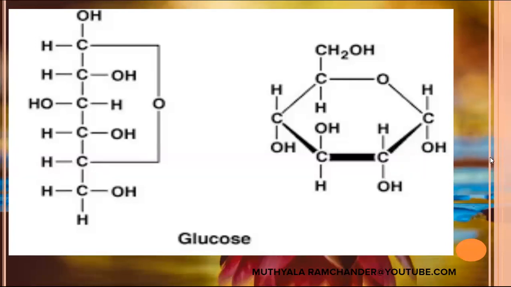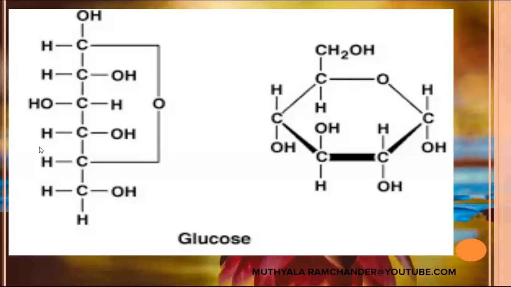D-glucose is a hexose because it contains 6 carbon atoms. According to the Fischer straight chain projection formula, one CHO group, a free aldehyde group, is present, and in the ring-like structure, the CHO group is absent. So it is the major glucose structure. In this hexose formula C6H12O6, it has 6 carbon atoms, 1 aldehyde group and 5 hydroxyl groups.